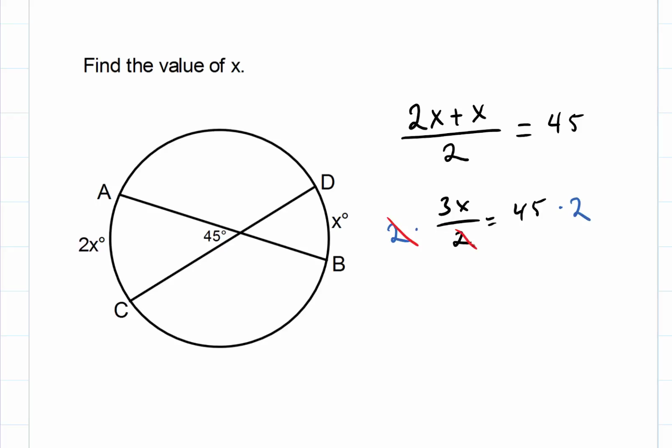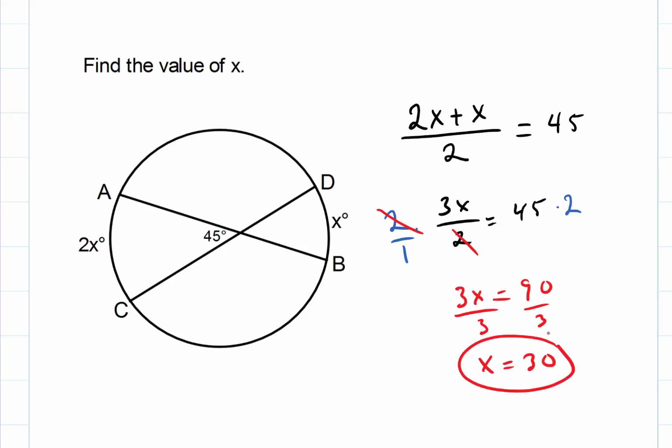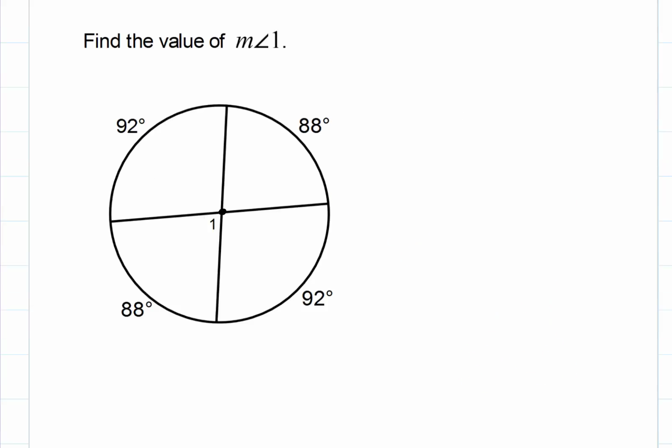We'll then multiply each side by 2 again, like we did in the last example. On this side, the 2's cancel each other out. Remember, let's look at this another way. When we multiply by 2, we can also think of that as 2 over 1, just in case you didn't see why that makes this cancel. Now it's like 3x over 1, which of course is just 3x, equals 90. We'll divide both sides by 3. x equals 30.